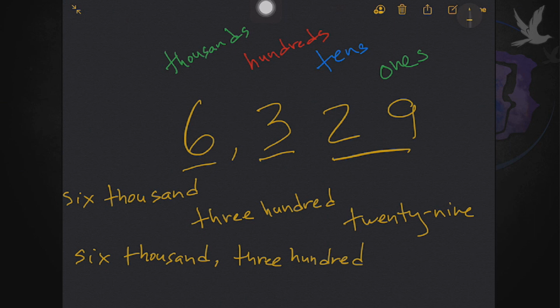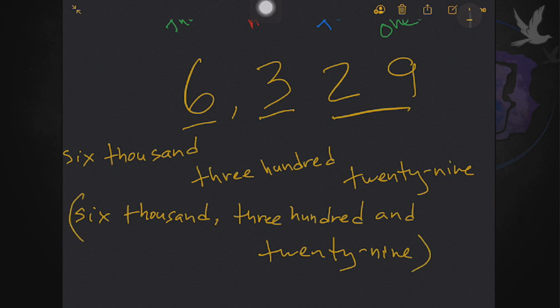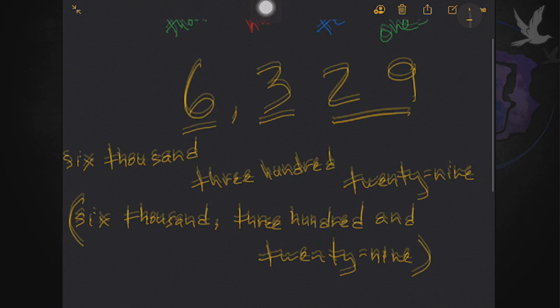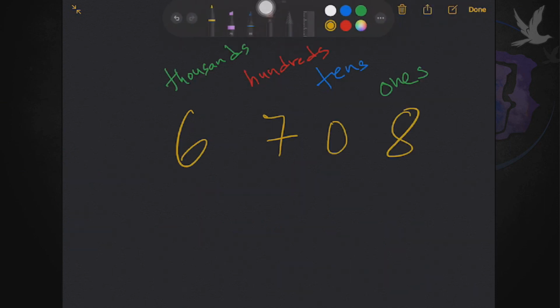And in formality, we add "and" 29. Okay. So reading the number entirely, we have 6,329. Okay. So let's try to add another number. Okay, so we have 6708.